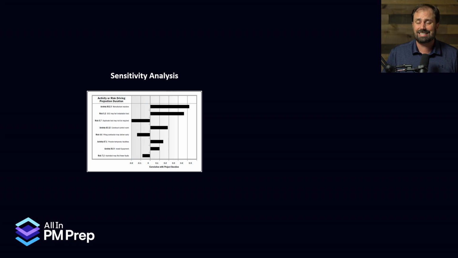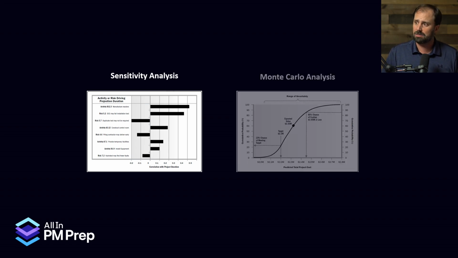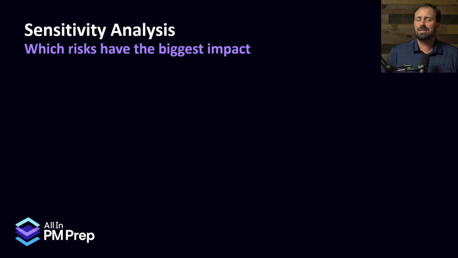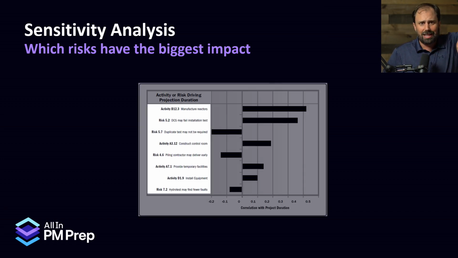One is called sensitivity analysis, and the other one is called Monte Carlo analysis. Let's jump into sensitivity. Sensitivity analysis really asks which risks have the biggest impact. So it kind of looks like this. Here's a good example. As we see on that left side, those are all the risks and opportunities there.